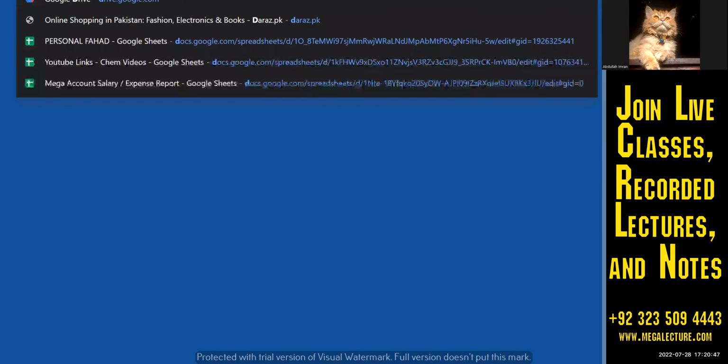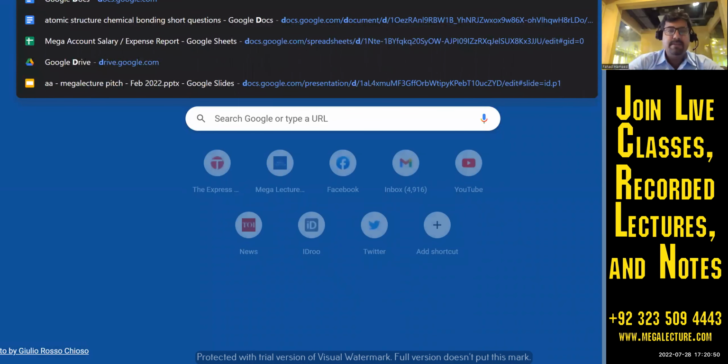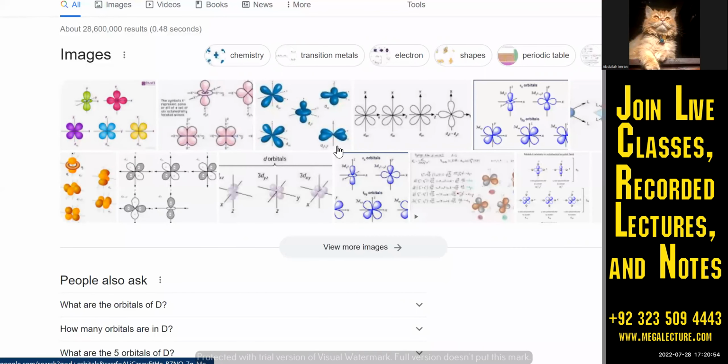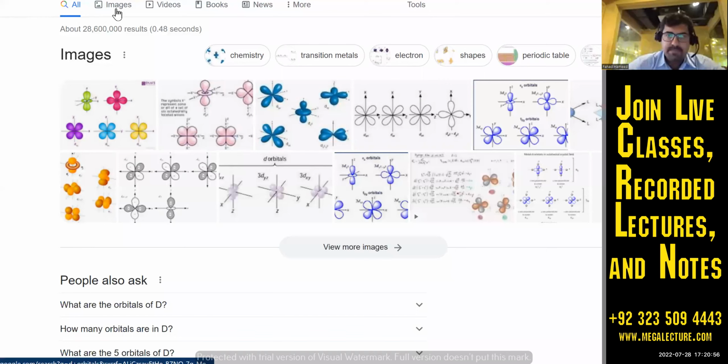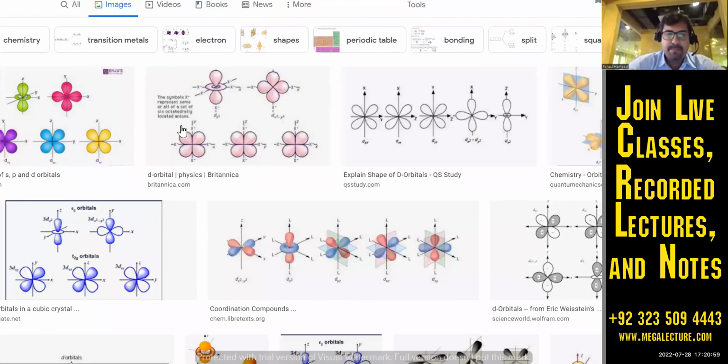So d orbitals. I'm just going to take a picture from the internet and I'll show you what the d looks like. Okay, a good picture. So remember, it's got 4 lobes, right?